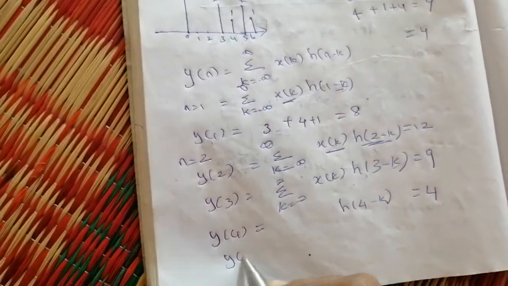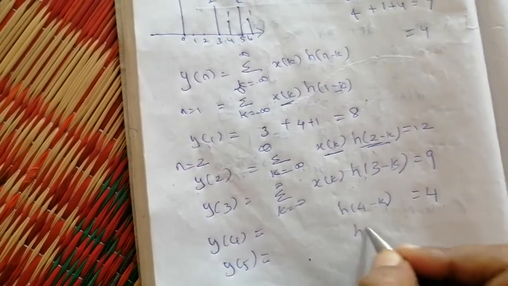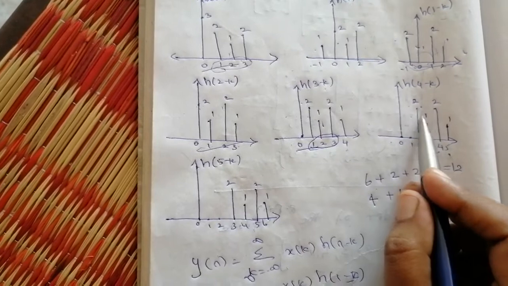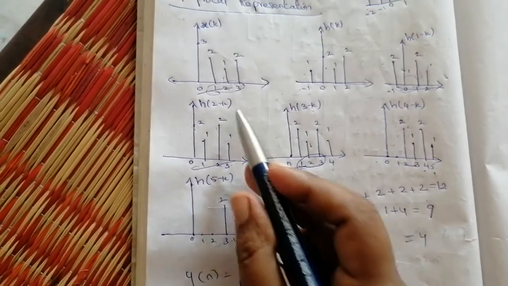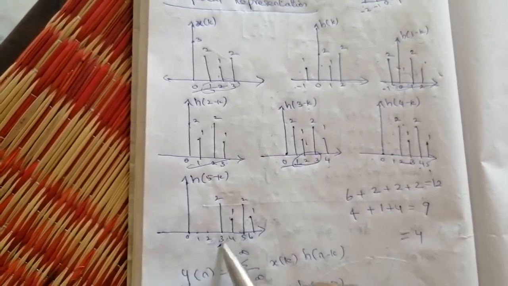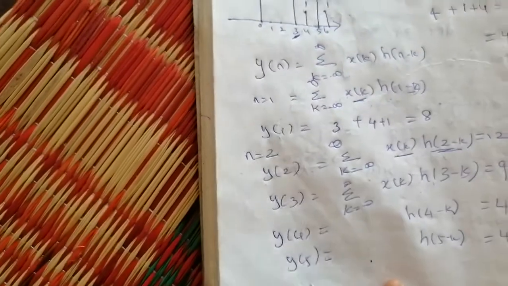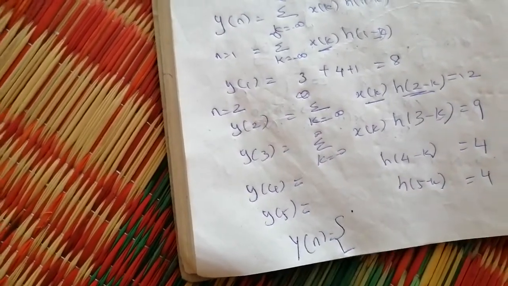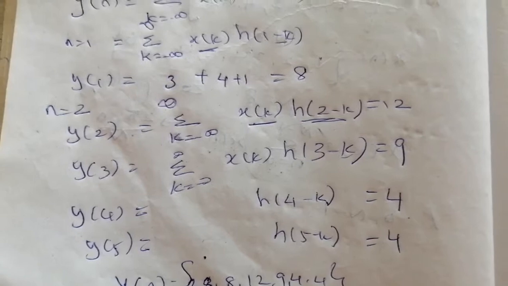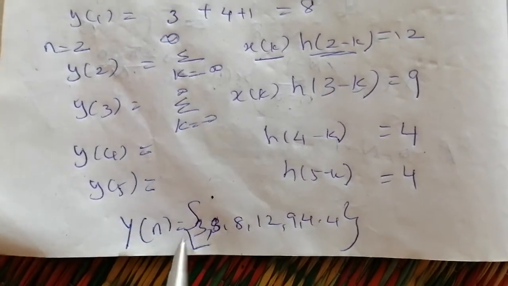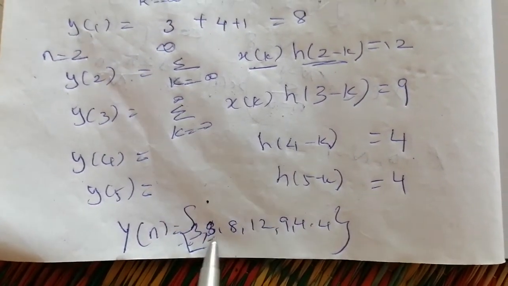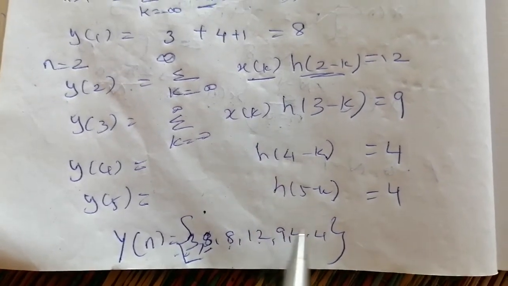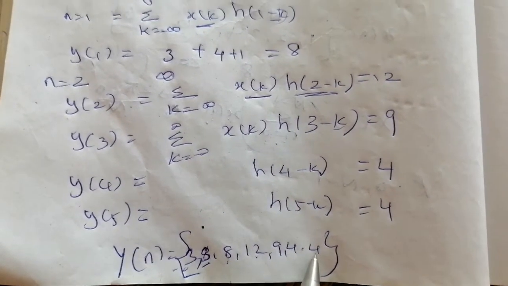Then y of 5. We get h of 5 minus k. The h of 4 minus k diagram is shifted one position to the right. Now compare these two diagrams. The common value is 3 only. So 2 2s are 4. So y of 5 is 4. Finally, write down the answer: y of n equals y of minus 1 is 3, y of 0 is 8, y of 1, y of 2, y of 3, y of 4, y of 5 answers.